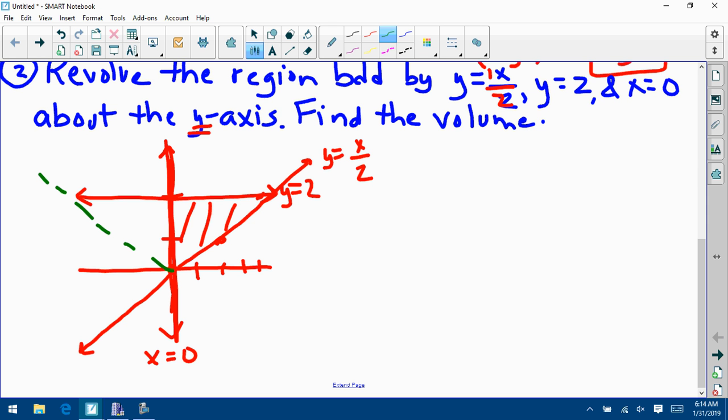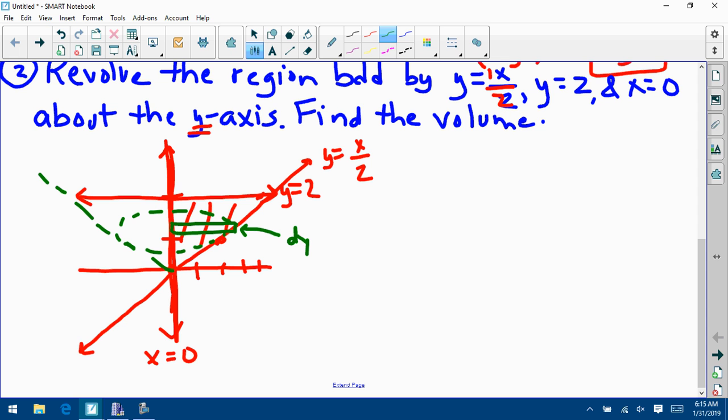Representative rectangle has to go which way if we're revolving around the y-axis? It's got to be horizontal, because it's always perpendicular to your axis of revolution. So if I revolve that, I get a disk. And the issue is, does this have to be a dx or a dy? Well, since it's a horizontal rectangle, that width is a y distance, so that's a dy, so everything needs to be in terms of y.